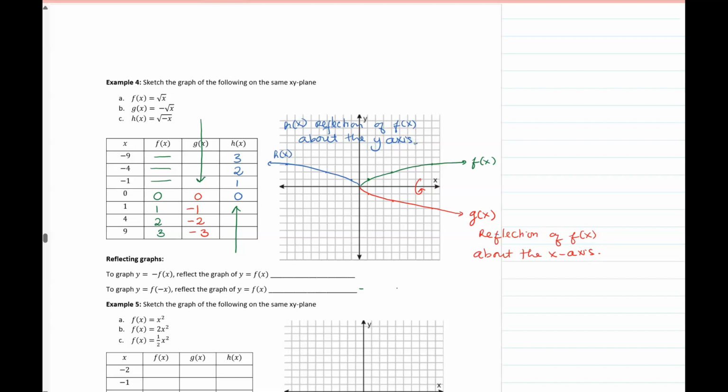So where you place the negative sign makes the difference. If you place the negative sign outside, meaning you add a negative sign to the function itself, then the graph is reflected about the x-axis. And if you add a negative on the variable, then you reflect it about the y-axis.